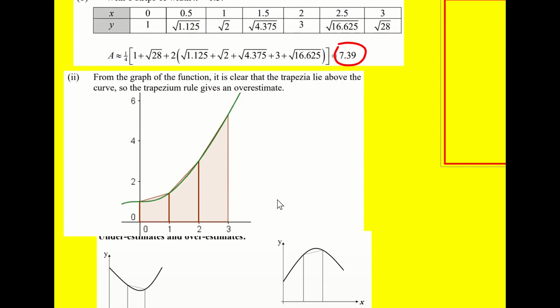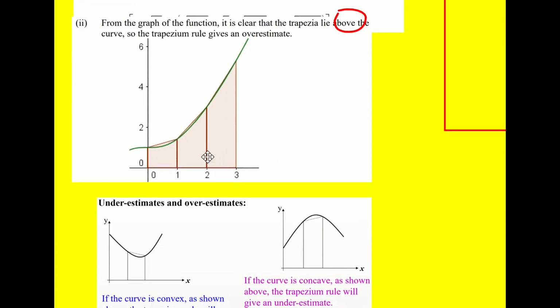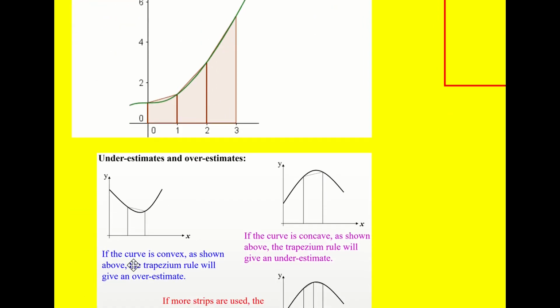So sometimes it will give an overestimate and sometimes it will give an underestimate. Essentially, if the curve is convex, that means it's bending. What does that mean again? That means the second derivative is greater than 0 because the gradient is increasing. Then it will be an overestimate. And if the curve is concave, that's when the second derivative is less than 0, the gradient is decreasing. Then it will be an underestimate.